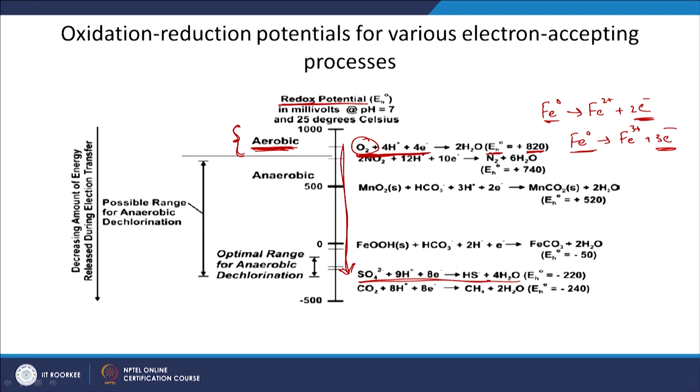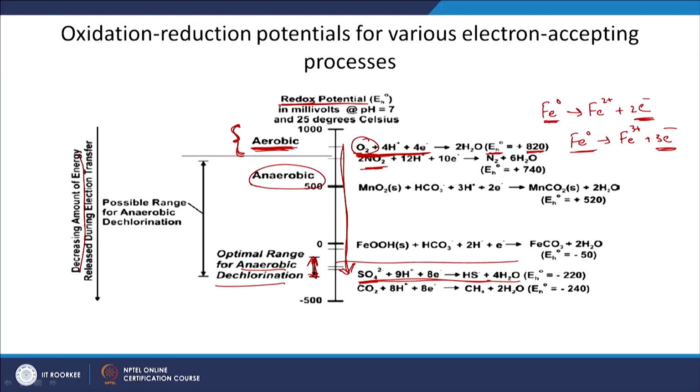So, what does that mean? If oxygen is present and let us say SO4 2- is present, which one would react preferentially with zero valent iron? Oxygen, yes. Same case with nitrate and so on, nitrite, I guess. So, here you have the aerobic zone and anaerobic zone, but typically this is the optimal range for anaerobic dechlorination, and this is where you get the typical E_H0 values for most of these chlorinated solvents, right.